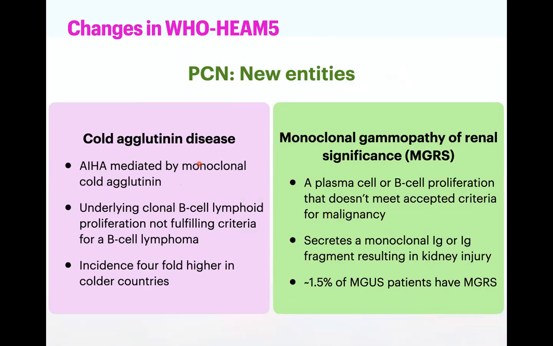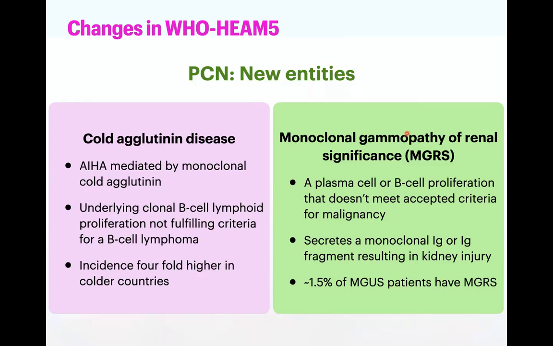So what are the new entities? Cold agglutinin disease is characterized by autoimmune hemolytic anemia mediated by monoclonal cold agglutinin. And it has an underlying clonal B cell lymphoid proliferation, which does not fulfill the criteria for a B cell lymphoma. Then it is included. Okay, so AIHA, this cold agglutinin disease is there, but it does not fulfill the criteria for any B cell lymphoma. Then it is included here. The incidence is 4 times higher in the colder countries.